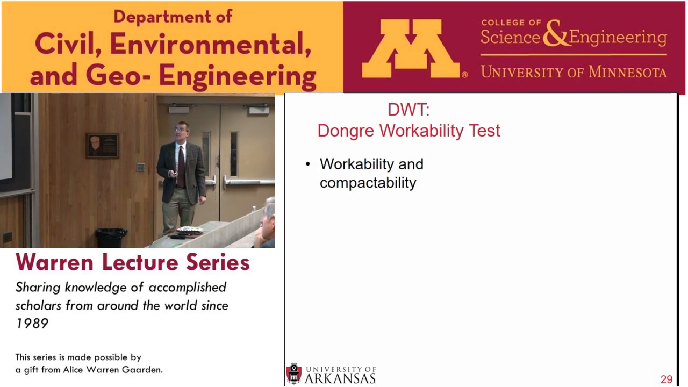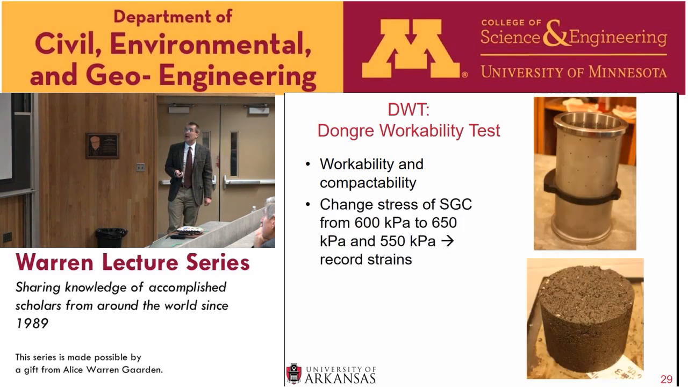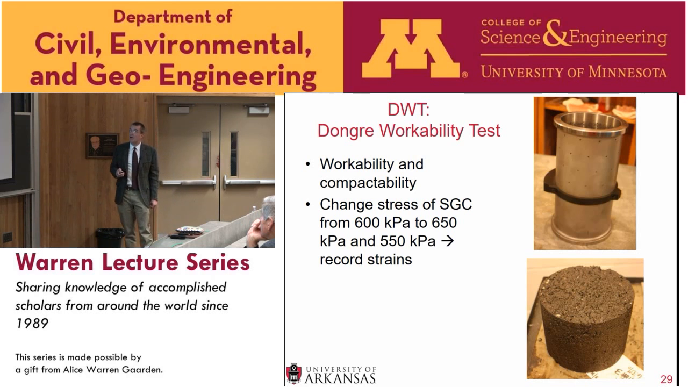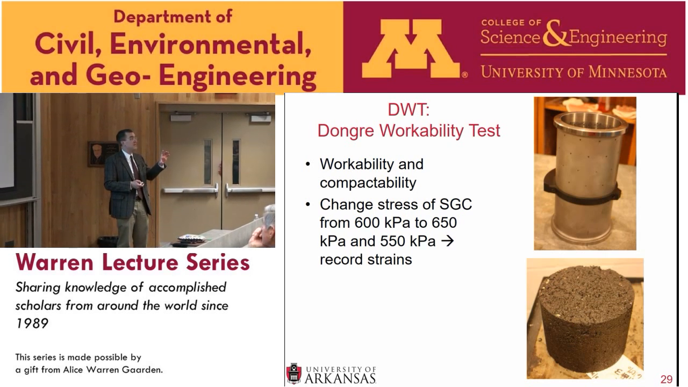Now the DWT also looks at workability and compactibility. So this is a picture of one of those molds. So you put material in that mold, you push down on it at 600 kilopascals, and this is what pops out. This is called an asphalt puck or an asphalt pill. For the DWT, however, you change the stress that's applied to the gyratory compactor. And you change it to 2 different levels. You change it from 600 to both 650 and 550, and then you record the strains that are being applied.